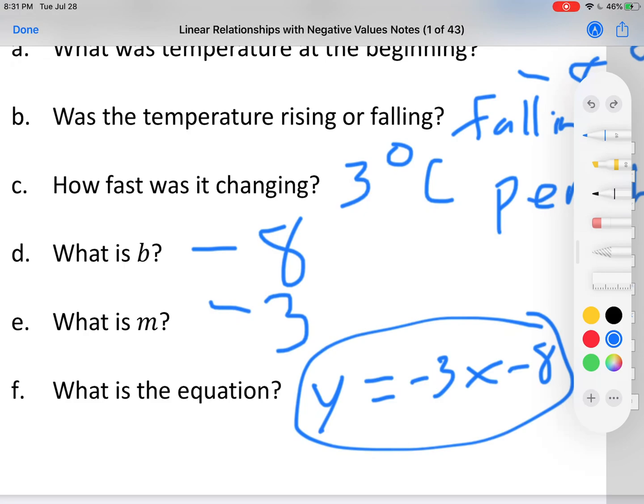Okay, that's the idea. It's very simple. Be careful. If things go up, they're positive. If they go down, they're negative. If they start below, they're negative. If they start above, they're positive. Watch when you put the negative signs and when you don't. Try it out.